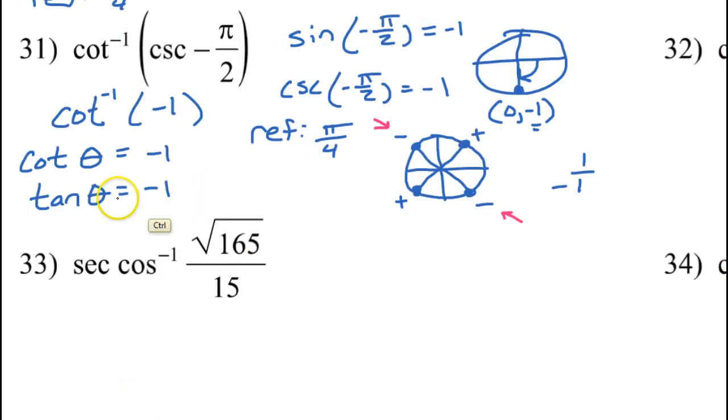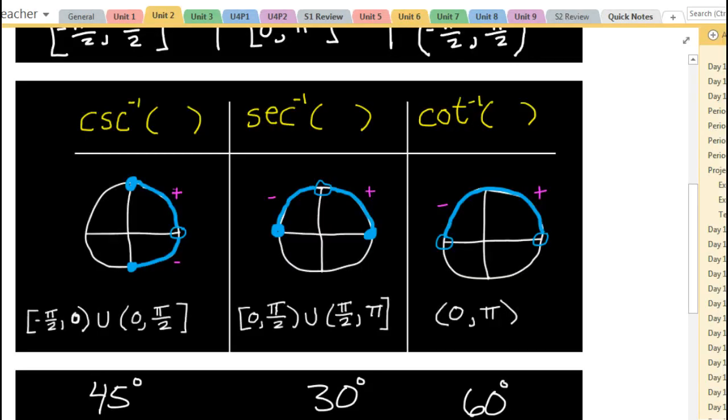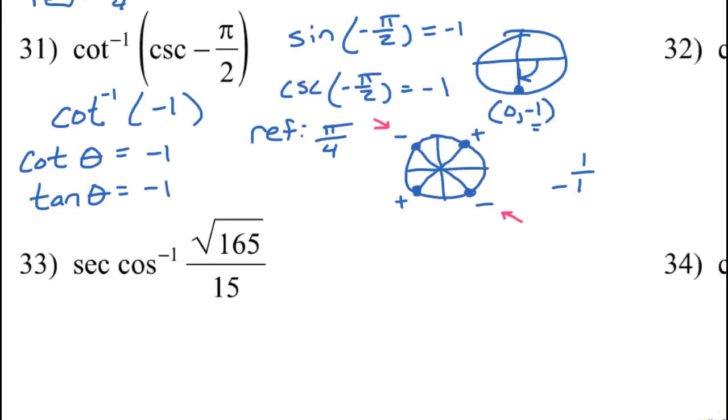And be careful, because remember, even though the last thing that we did was tangent, this is actually an inverse cotangent problem that we're doing. So we need to use the restrictions for inverse cotangent. So inverse cotangent is only defined between 0 and pi, the top half of the unit circle. So with that in mind, we're sticking to the top half of the unit circle. We're going to choose this value. So that's going to be 3 pi over 4.